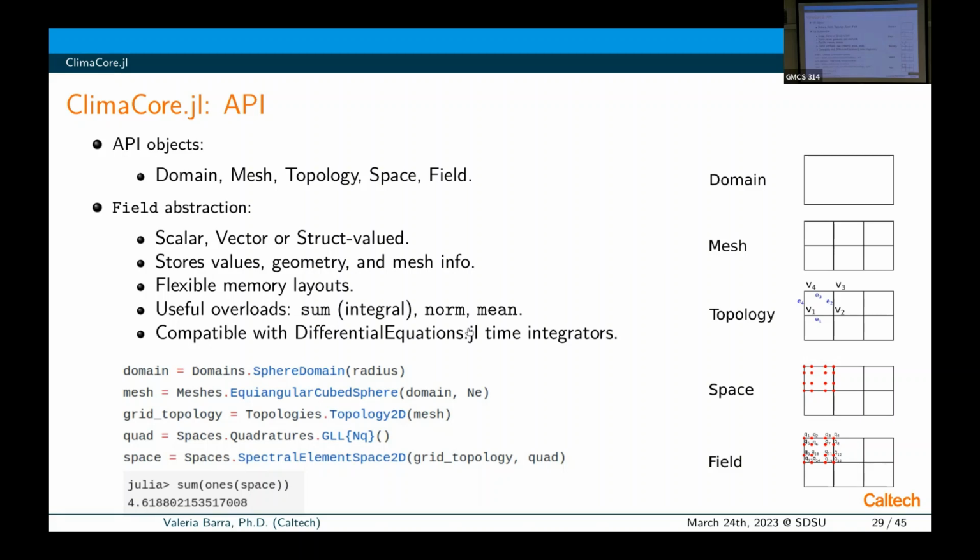And once you have a space, you can define the field, which, as I mentioned, is a mathematical field. Field stores the values of the geometry and mesh info at the nodal values. And it has some useful overloads, for instance, sum to compute integrals, norm, and mean. So here you have an example of sum of a field of 1, so it's just a vector of 1 on the space. So this would give me, in one line, the surface area integral of this space.